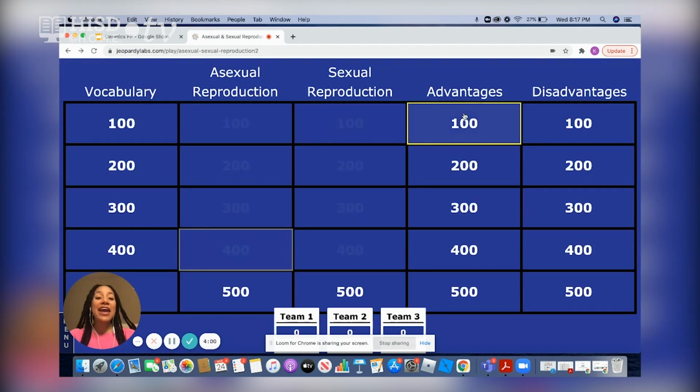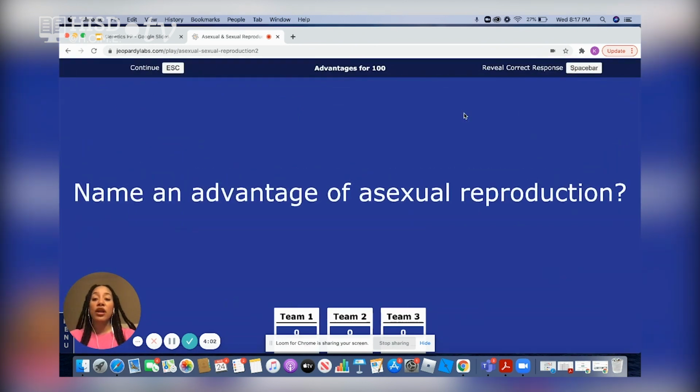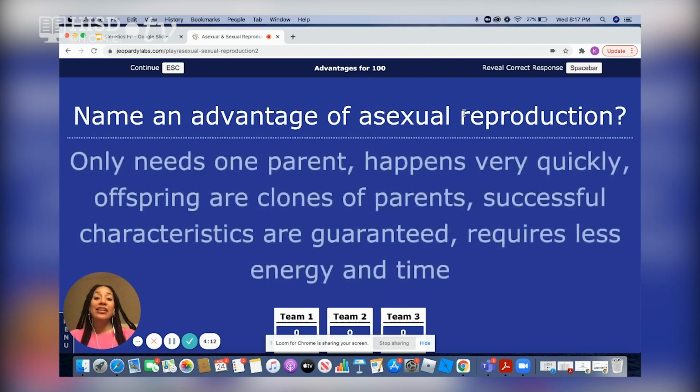What about advantages? So advantages for 100. Name an advantage of asexual reproduction. Absolutely. One big advantage of asexual reproduction is it only needs 1 parent. So because it only needs 1 parent, it happens very quickly. And if successful, it will require just a little bit of energy and a little bit of time.